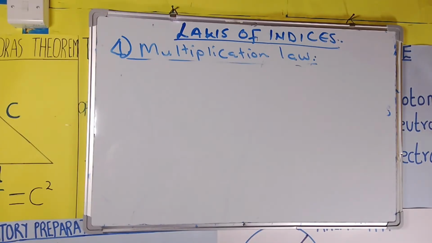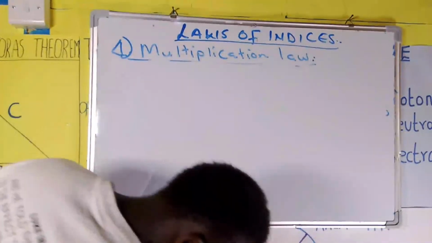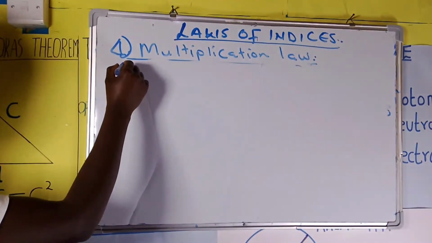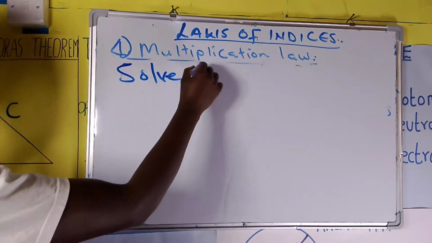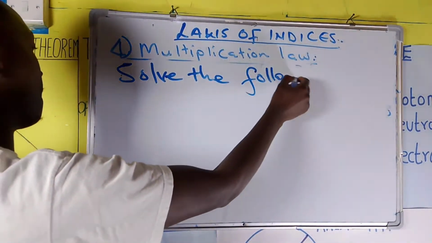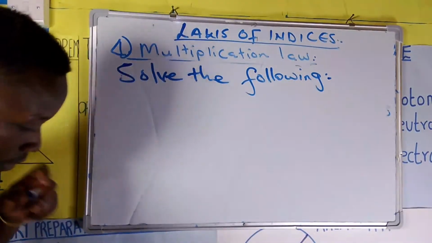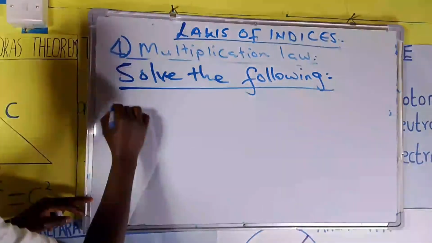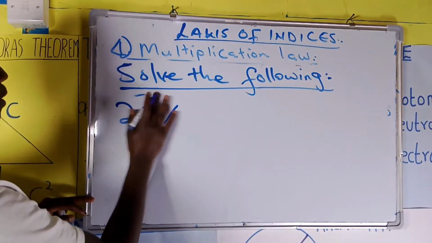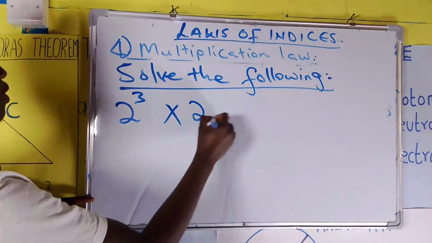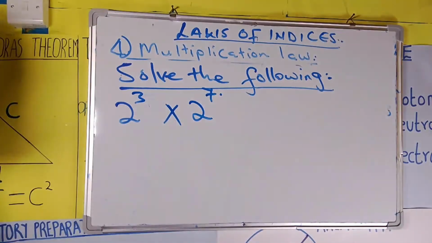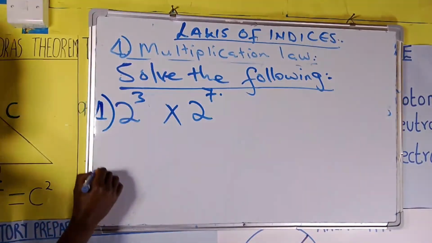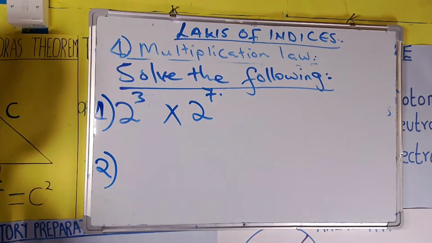Let us continue. So answer this question. Solve the following. 2 to power 3 times 2 to power 7. That is number 1.